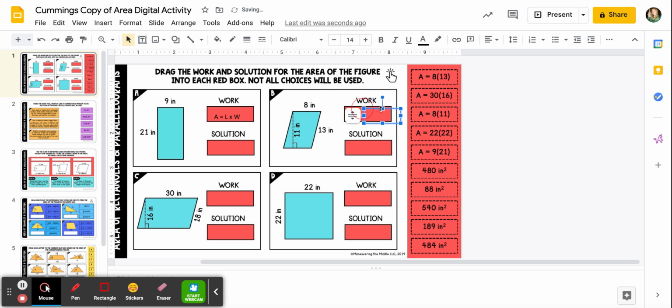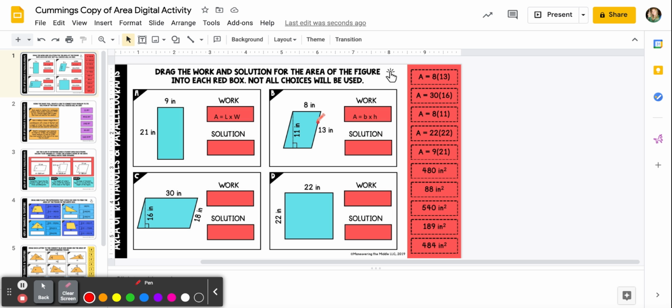And the area for a parallelogram is A equals base times height. So again, base times height. Do not get fooled by this 13. That is not the height. That is a side. The height is the dotted line and it makes a right angle with the base of the parallelogram. So base times height, 8 is your base, 11 is your height.